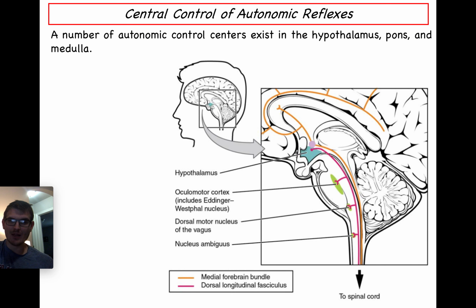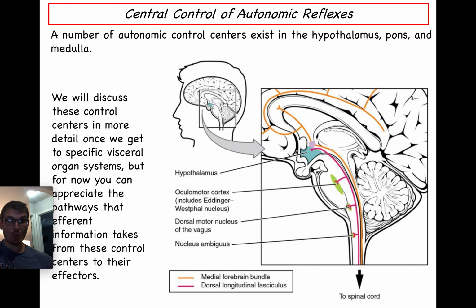And I sound like a broken record at this point. I'm not even sure why this slide exists. Okay, by now we're aware of how there are autonomic control centers in the hypothalamus, the pons, and the medulla. So again, we'll talk about these sorts of things when they become relevant.